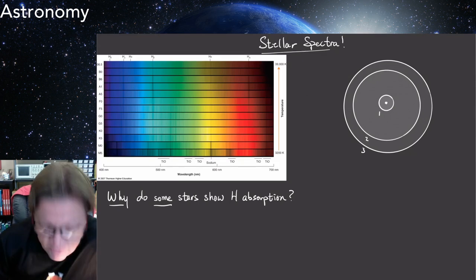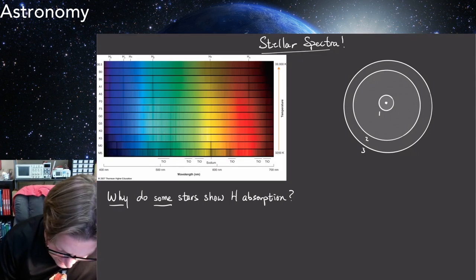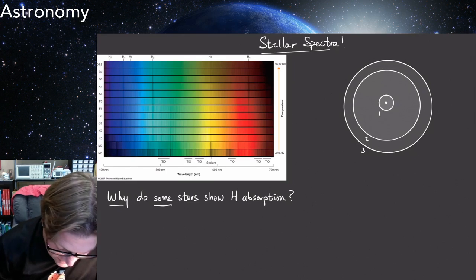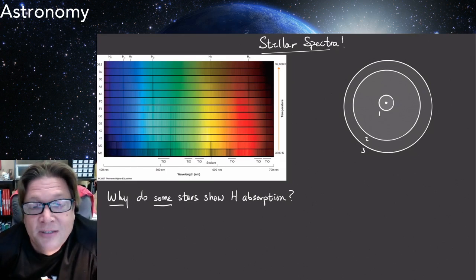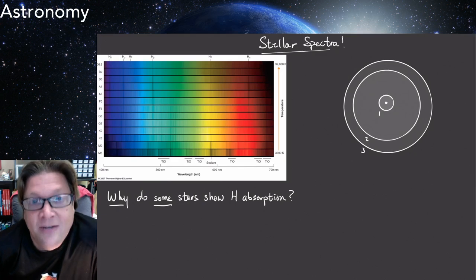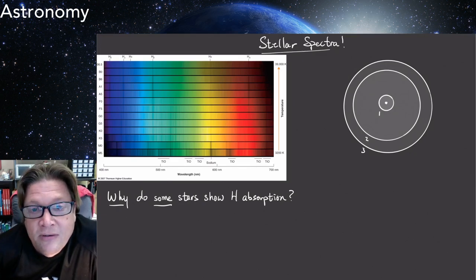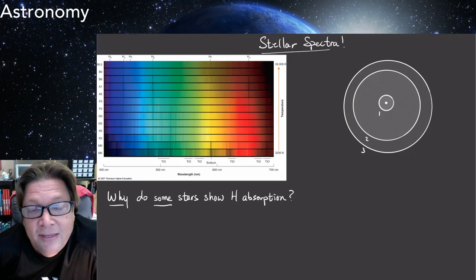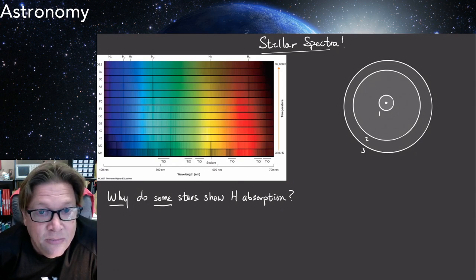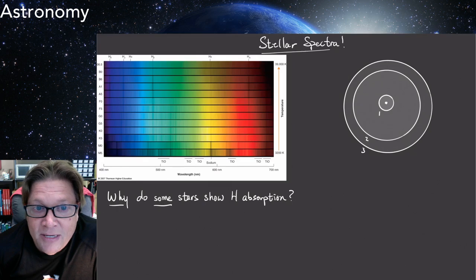So we can look down here for common lines. Stars are, let me start off because I might forget about this later. I'm going to tell you in advance, it turns out that all stars have about the same amount of hydrogen in them. All stars are about 91% hydrogen. So that's something to keep in mind.